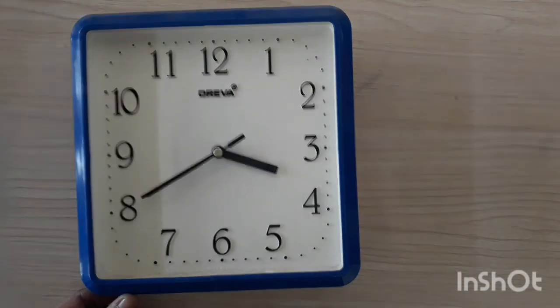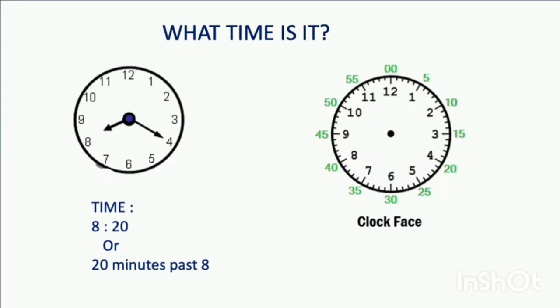Okay. Now let us read this clock time. You can see the minute hand is on 4. That is 5 4s are 20 minutes past 8. So 8 colon 20, or you can write it as 20 minutes past 8.